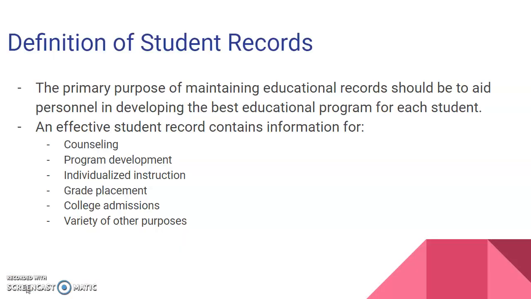So the first thing is the definition of student records, and the primary purpose is to maintain educational records, and they should aid personnel in developing the best educational program for each student. An effective student record contains information for counseling, program development, individualized instruction, grade placement, college admissions, and a variety of other purposes.